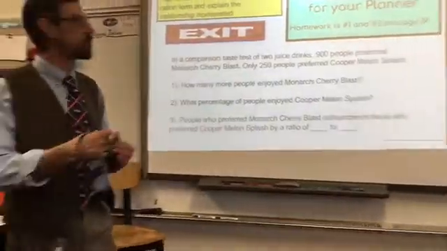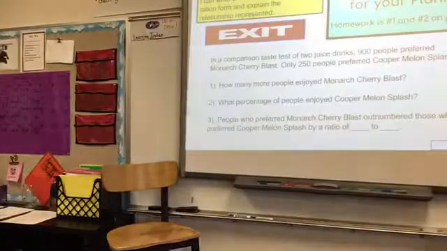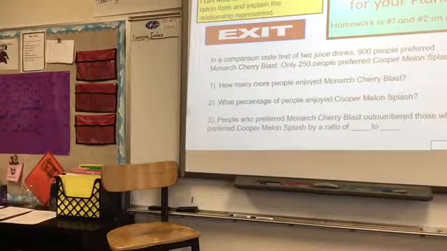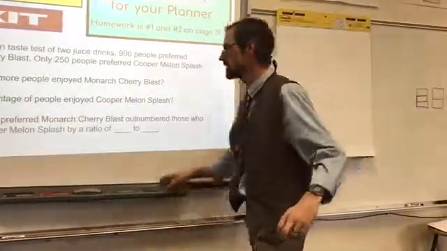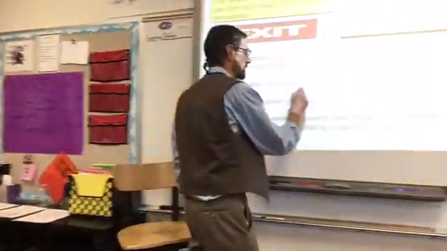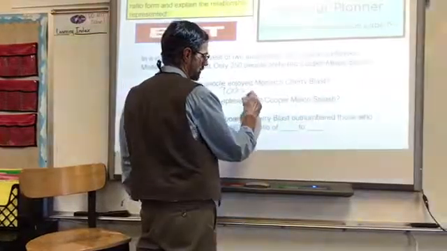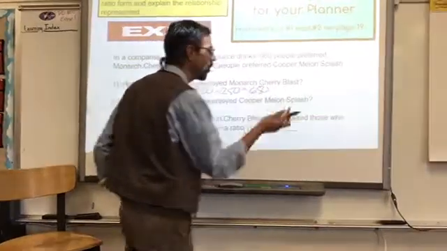Let's talk about this. So, how many people enjoyed Monarch? How many more people? Sorry. Let's go, Ryan. 650 more people. How'd you do it? 900 minus 250. Yeah, this is a standard subtraction problem. So I get 650 more people. Okay, that one's a pretty easy one.